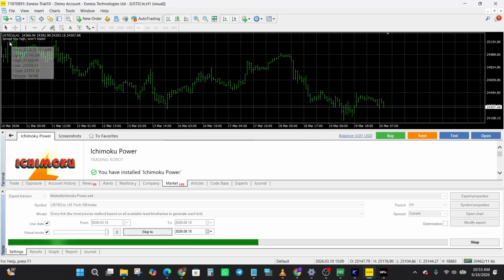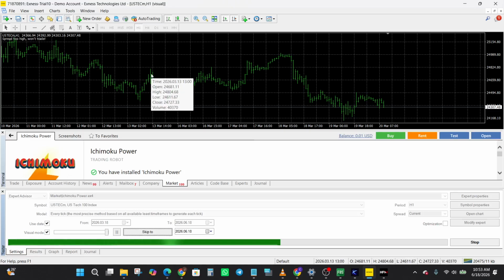I just saw here spread too high, won't trade. So the EA seems to also be considering spread, and if the spread is beyond the permitted spread limits, the EA will likely not execute trades.